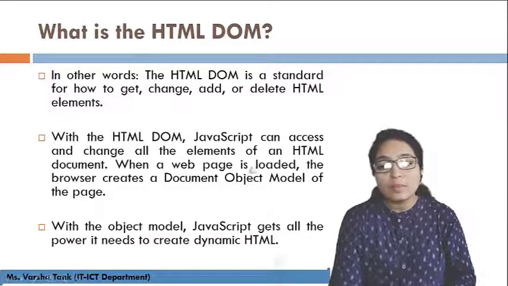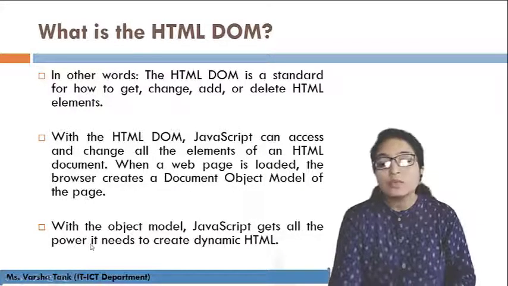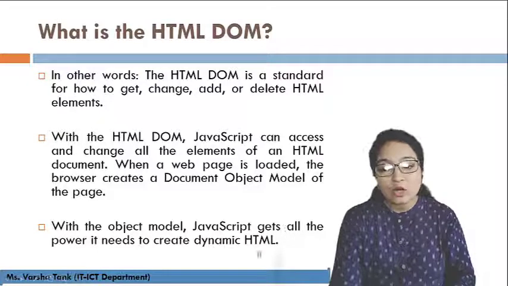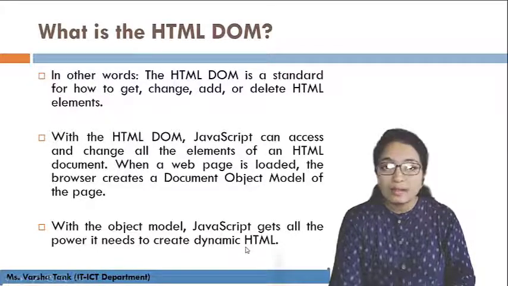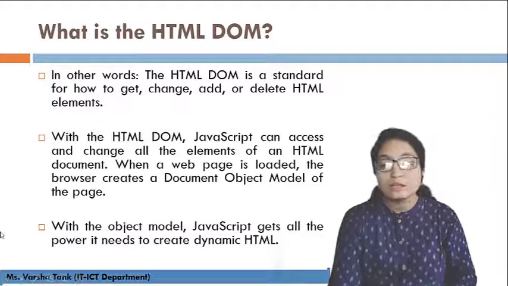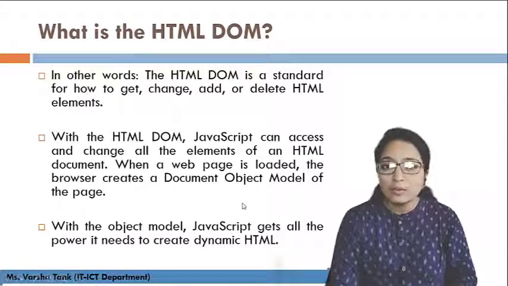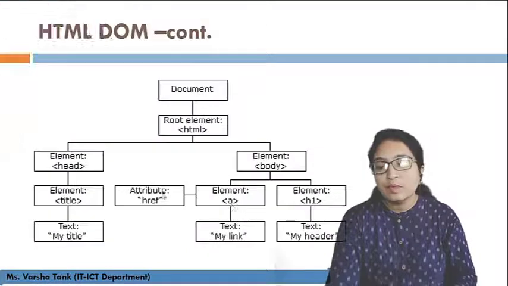Okay, so when a web page is loaded, the browser creates a document object model of the page. With the object model, JavaScript gets all the power it needs to create dynamic HTML. So you can use JavaScript to manipulate this DOM model.